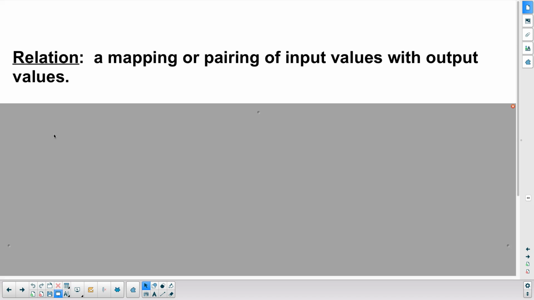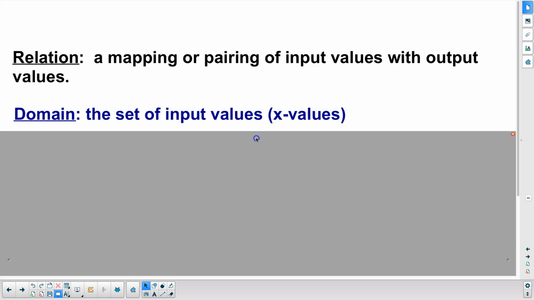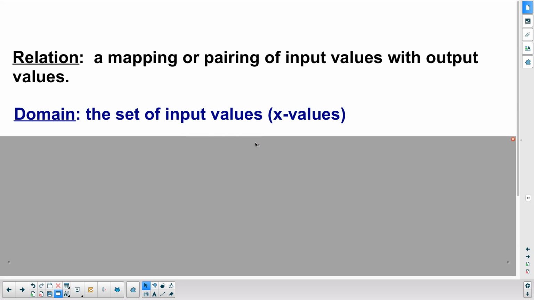Okay? Now, we don't like inputs and outputs. That sounds kind of cheesy a little bit. So they went and they mathicized it. Our inputs, we're going to call domains from now on. The domain of a relation is the set of all inputs.